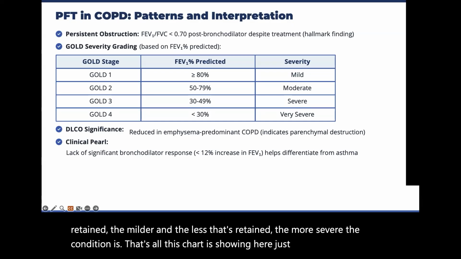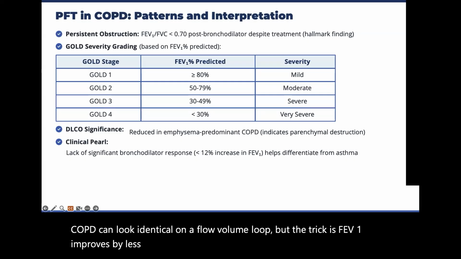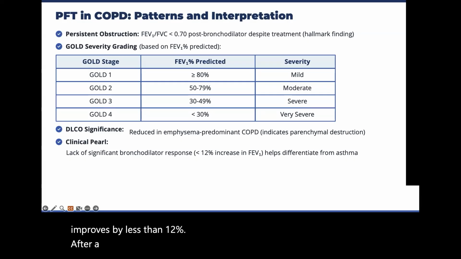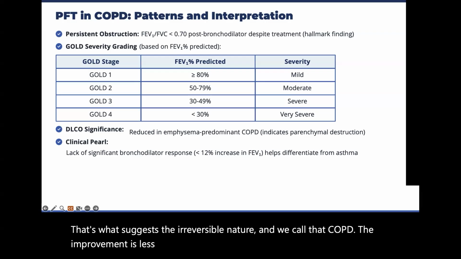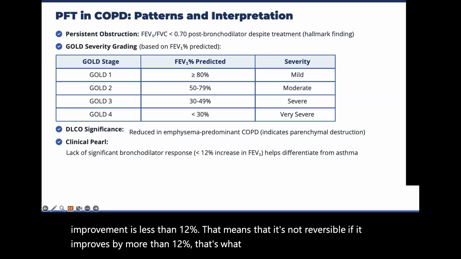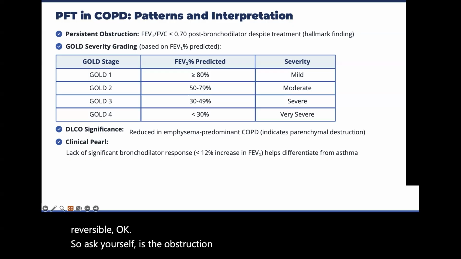Just remember, asthma and COPD can look identical on a flow volume loop, but the trick is FEV₁ improves by less than 12% after a bronchodilator. That's what suggests the irreversible nature, and we call that COPD. The improvement is less than 12%. That means that it's not reversible. If it improves by more than 12%, that's what we think is asthma. That is reversible.